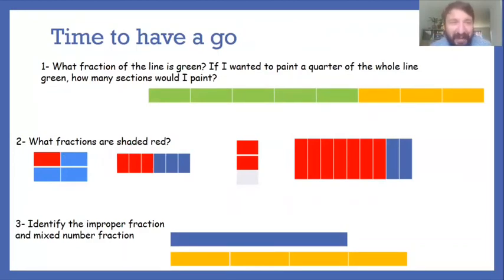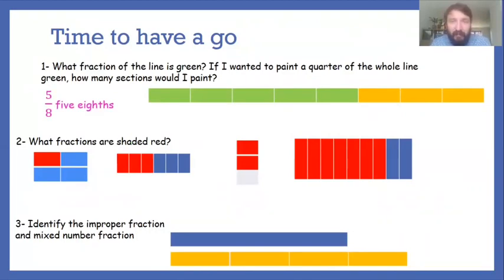So you're back. You've had a go. What fraction of the line is green? If I wanted to paint a quarter of the whole line green, how many sections would I paint? So first of all, what fraction of the line is green? Well, our whole is 1, 2, 3, up to 8. So our whole has been split into 8 parts. What part is green? 1, 2, 3, 4, 5. So nice and easy, 5/8 would be the answer there.